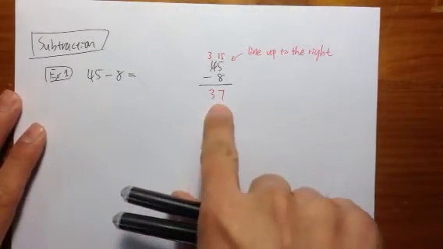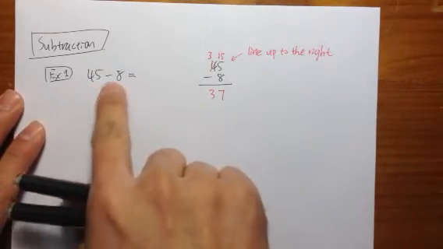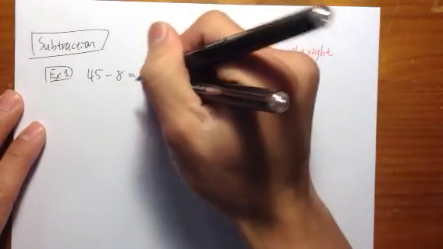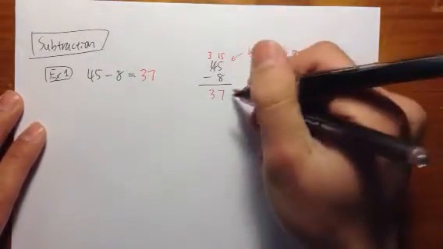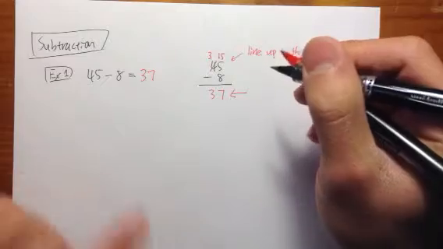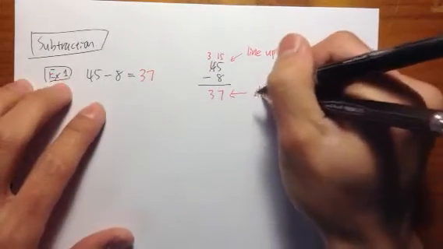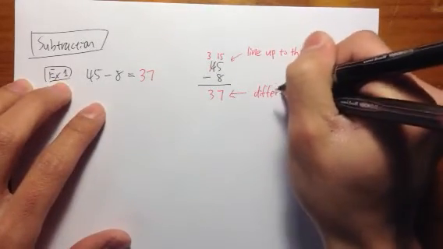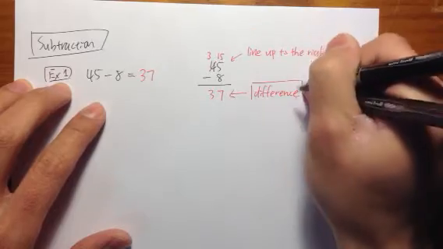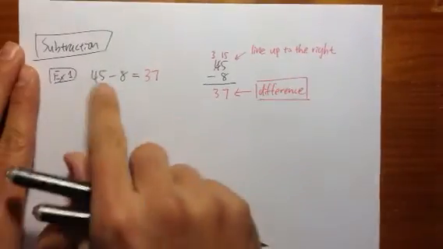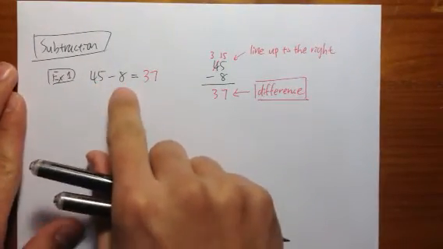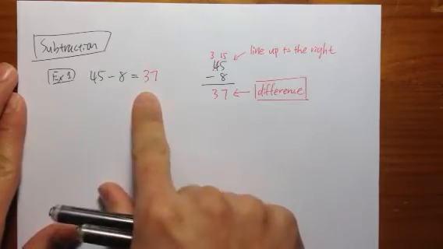And again, this is where the answer is going to be. 45 minus 8 is 37. And the answer to subtraction is called the difference. So we can say that the difference between 45 and 8 is 37.